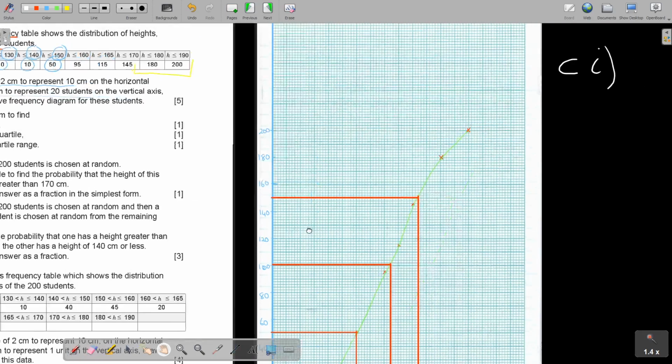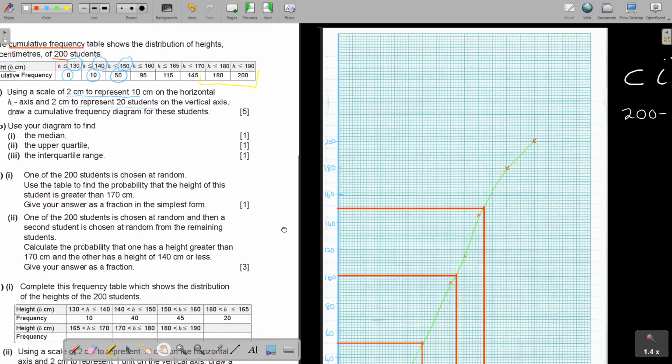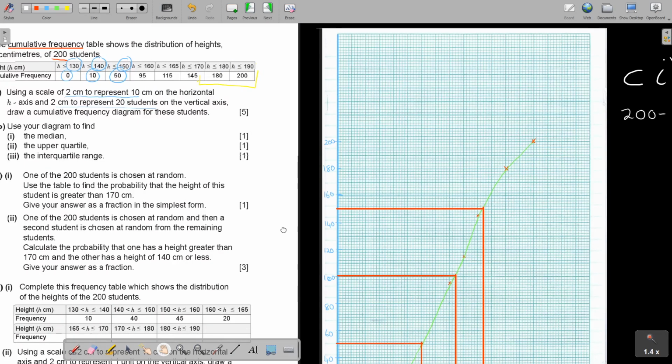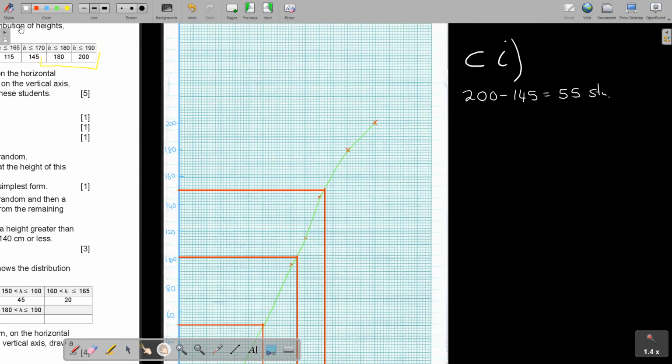Let's just move it. And that's going to be 200 minus 145. And that's 55 students, but that's not the answer. Let's just see what was the question again. Okay, you have to find the probability. So it will be this probability. Probability cannot be bigger than 1. So the probability will be equal to that 55 over the total. And I can simplify this, the final answer, to 11/40. Okay, so that's how you do it.